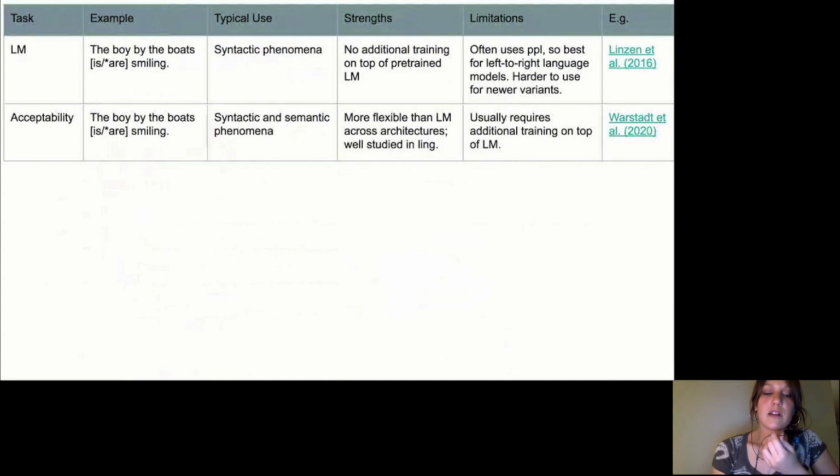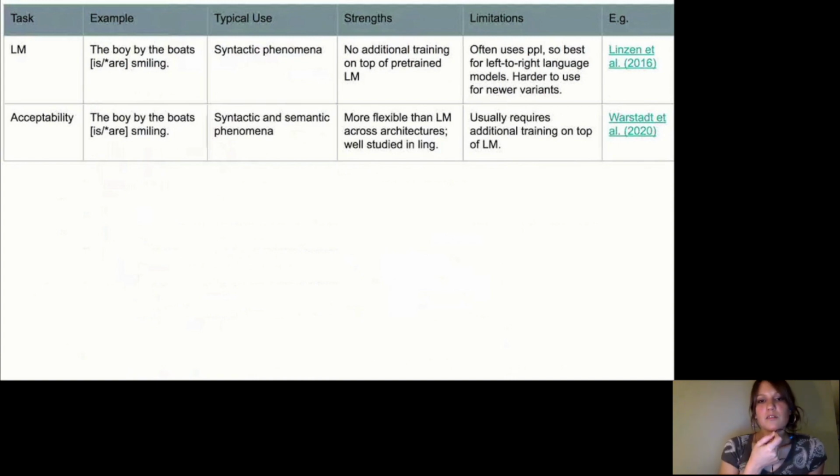So a related task, very similar in spirit to the language modeling task, is an acceptability task. In acceptability, the idea is the same. There are some sentences that are grammatically well formed and others that are not. So it's a basic sentence classification task, and you ask the model to predict whether "the boy by the boats is smiling" is a good sentence or "the boy by the boats are smiling" is a good sentence.